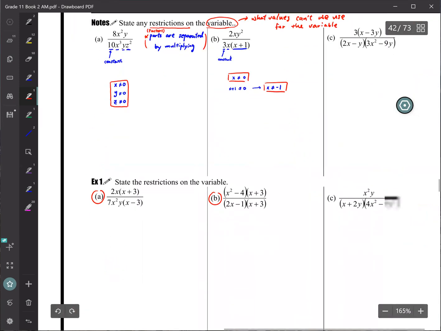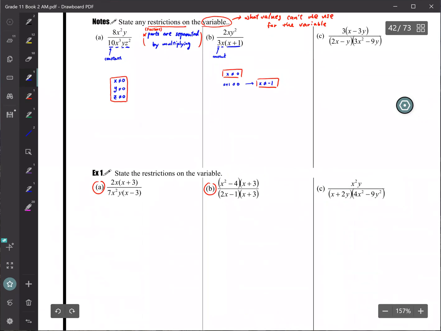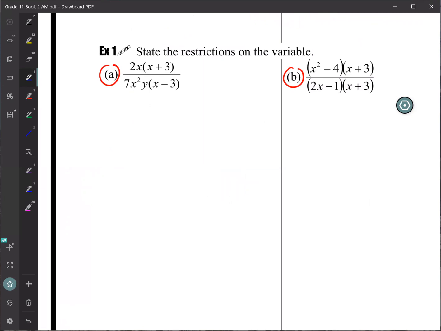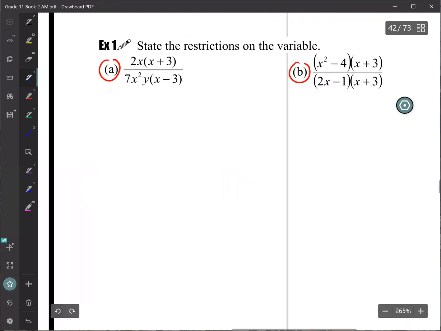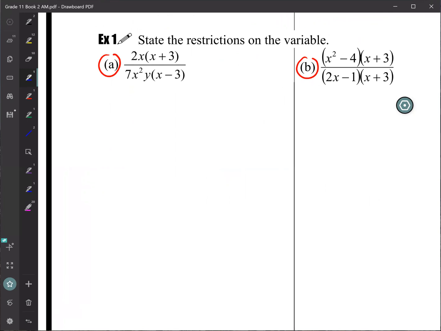Please raise your hand if you finished restriction for question 1, A and B. Okay, so let's start with question A first. We'll check answer. Colin, how many parts in the denominator? Colin, are you there? I said 3. Oh, three parts. Which 3? X, y, and x minus 3. Is that what you said?